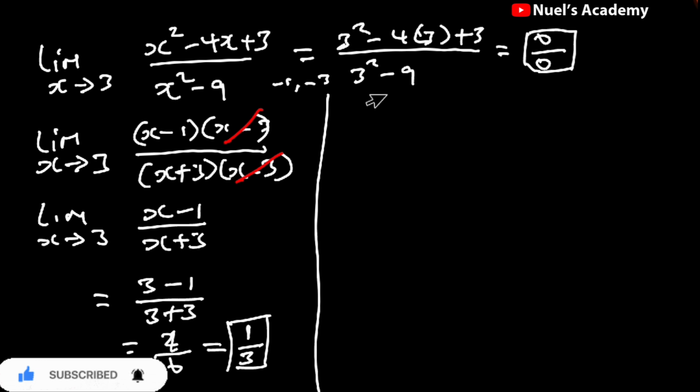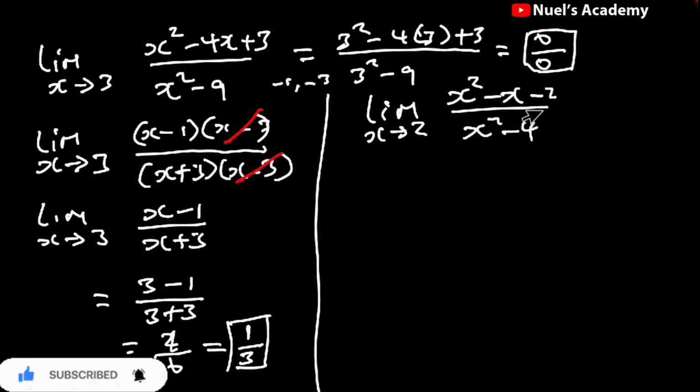Let's solve another question. So we have the limit as x approaches 2. They are given the function x squared minus x minus 2 over x squared minus 4. So let's substitute the value of this limit into these expressions. We have 2 squared minus 2 minus 2 over 2 squared minus 4.